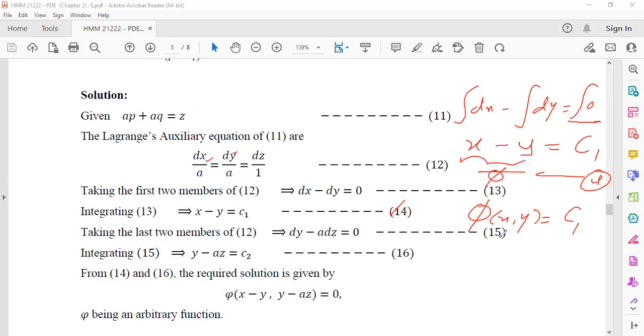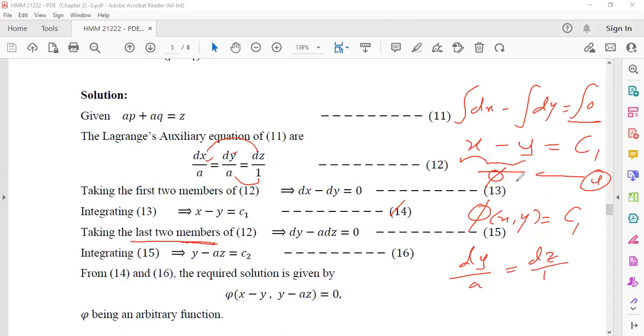Similarly, you have to find the chi. You can either choose this one or this one, these two, anything is okay. Let me use this one. Whatever they have taken, the last two members. See, they have nicely written the last two members. What are the last two members? dy over a, which is equal to dz over 1.